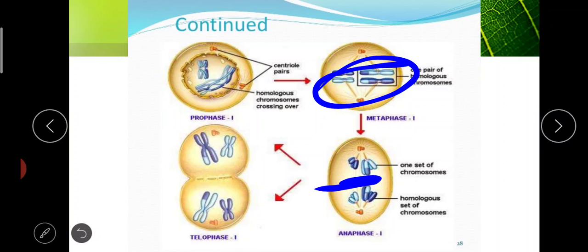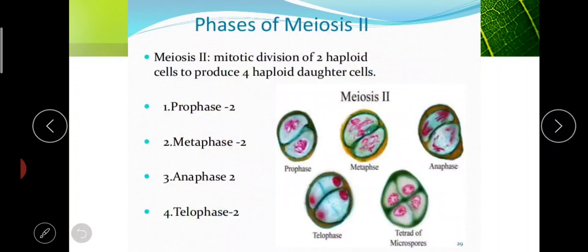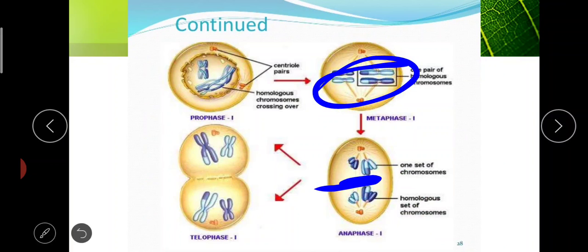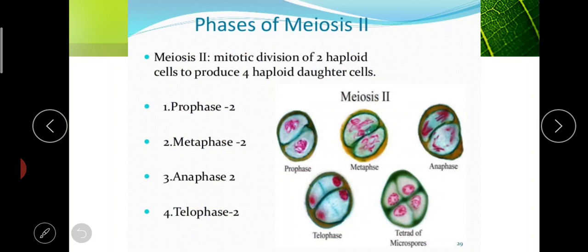poles. In telophase 1 they will be separated completely, forming two daughter nuclei. And then cytokinesis 1 will happen, which, after this telophase 1, divides the cytoplasm and two haploid cells will be formed. Next is meiosis 2. So this is the homotypic division. So here two haploid cells formed during the meiotic division divide further into four haploid cells.